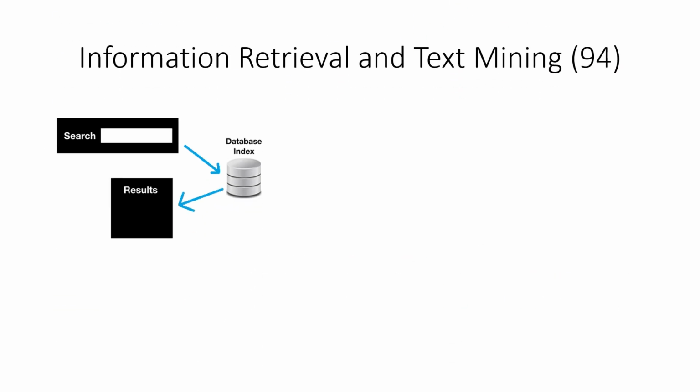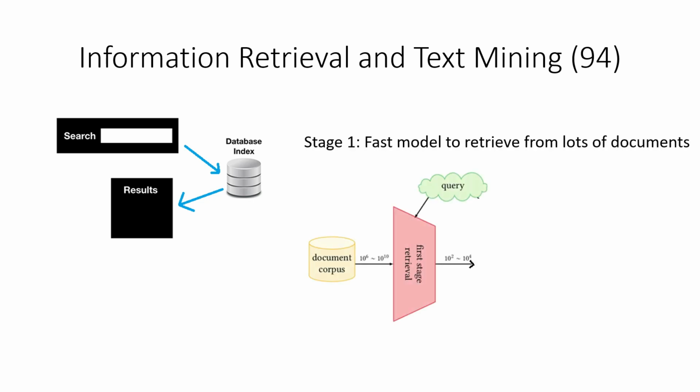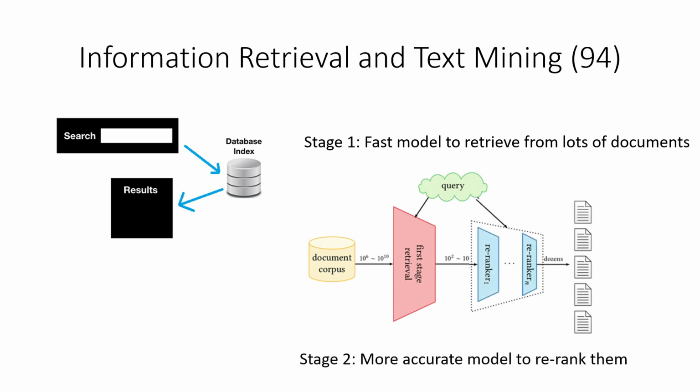Next, we have information retrieval and text mining with 94 submissions. Information retrieval is basically what powers search engines. The user enters a query, and the model needs to return a bunch of results from a database, oftentimes with millions of documents. The most common way to do this is in two stages. The first stage is a simple and fast model, like keyword matching or vector similarity, that can quickly retrieve from millions of documents. And only after we've reduced the number of documents to a more manageable number, a slower and more accurate model is applied to re-rank the documents in terms of relevance to the query.